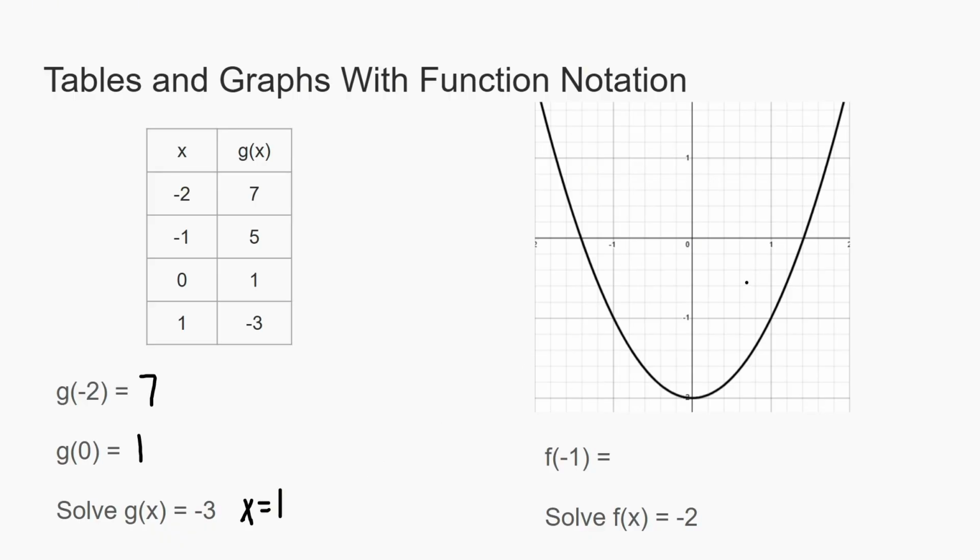What about this graph right here? We're looking for f of negative 1. We're assuming that this graph right here is f of x. So f of negative 1 is the value when it's negative 1. In this case, the value is right here. We know f of negative 1 is negative 1. And for this, we have solve f of x equals negative 2, which means we're looking for the x value when y is negative 2. In this case, negative 2 is right here. So we know that x happens to be 0.